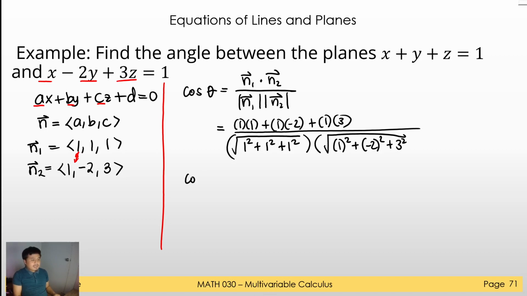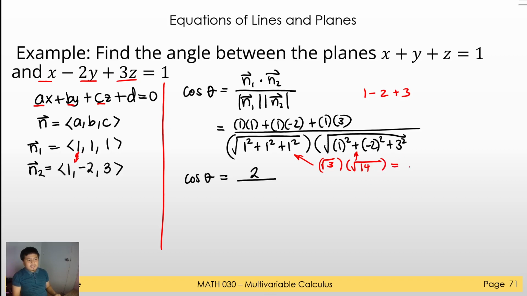So simplifying this, we know that cosine theta is equal to 1 minus 2 plus 3. So we have 2 over, so what is this? We have the square root of 3 multiplied by the square root of 1 plus 4 plus 9. So we have 14, right?